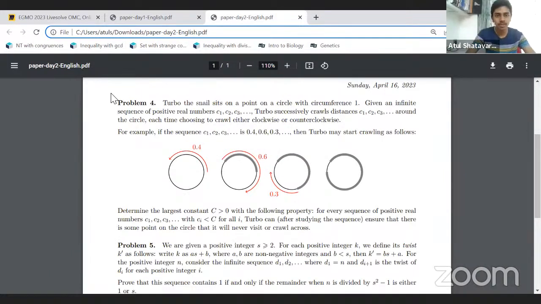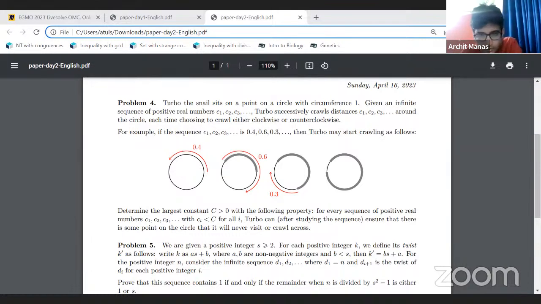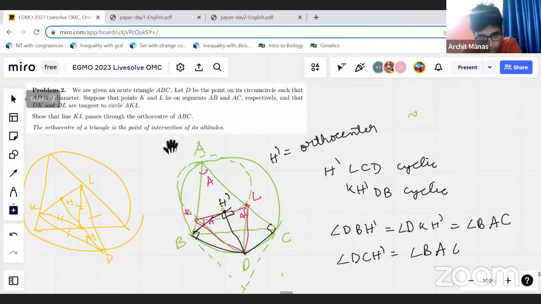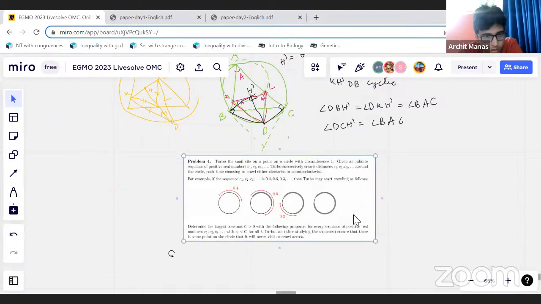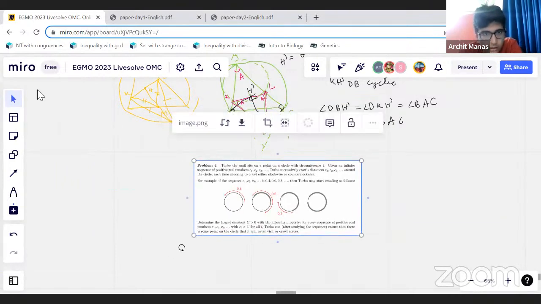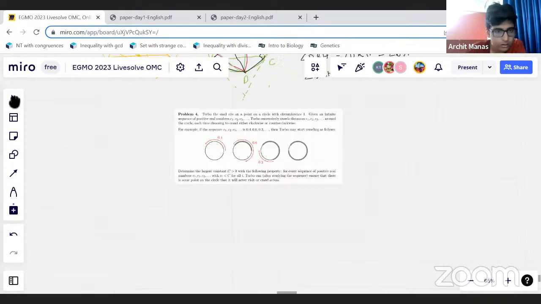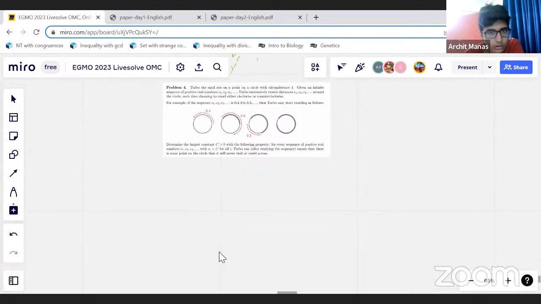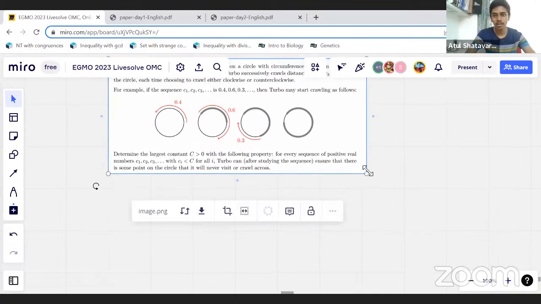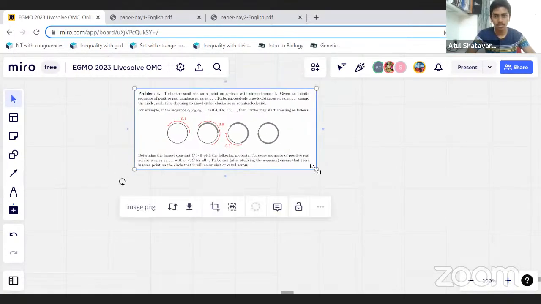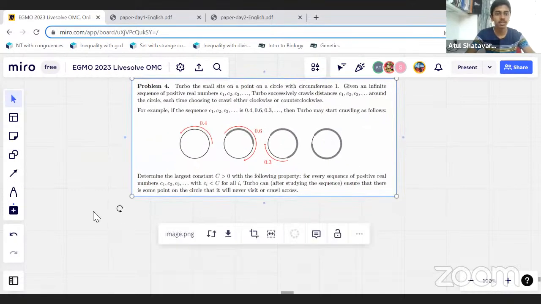All right, so Turbo the snail. We are of course very happy to see Turbo return. We read the problem. You haven't seen it either. I'll just put it on Miro first. Yeah, I put it on Miro. I'll read it. Long crossing. Okay, most of it is just the diagram.